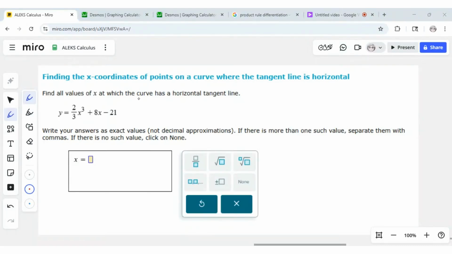In these problems, we are being asked to find the points on a curve where the tangent line is horizontal. So if we think about it, you've got a curve that looks like that. Where are the points where the tangent is horizontal? That means where the slope is 0.